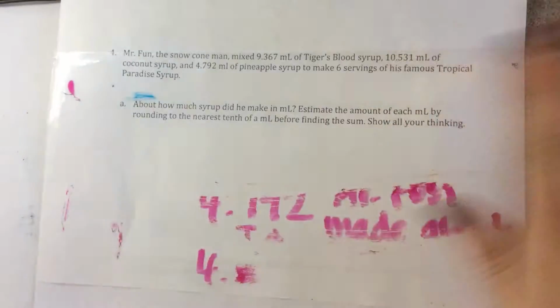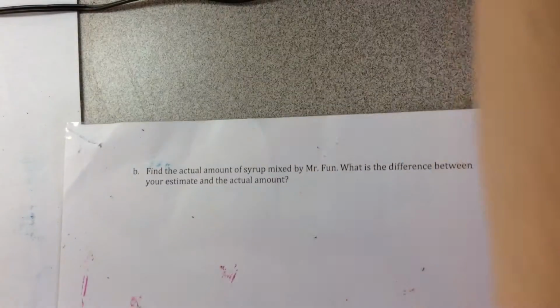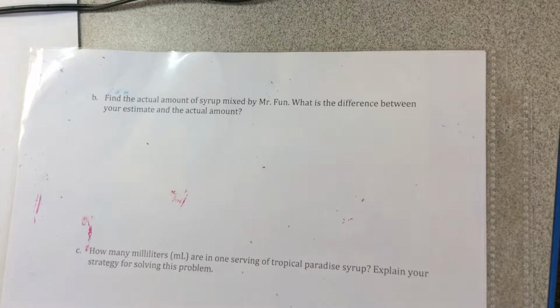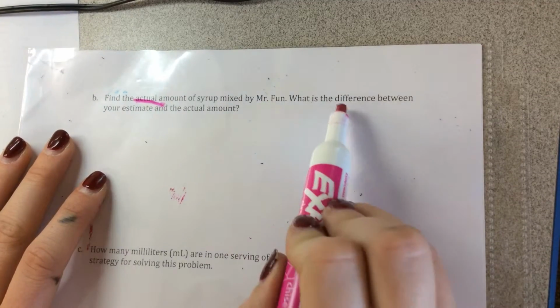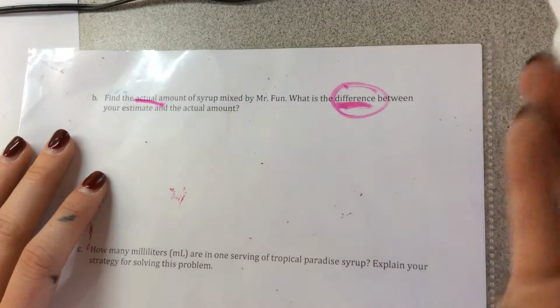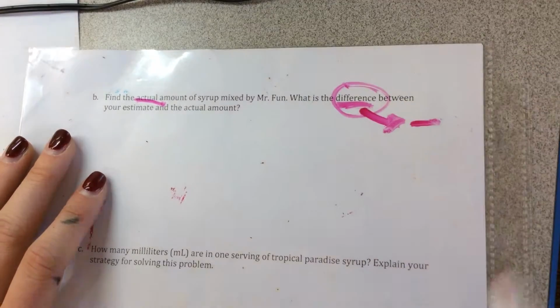I'm just going to erase this. We're going to go on to part B. B tells us to find the actual amount of syrup mixed by Mr. Fun. And what's the difference between your estimate and the actual amount? So we're finding the actual amount, and then we're going to find the difference. Difference makes us think of subtraction.